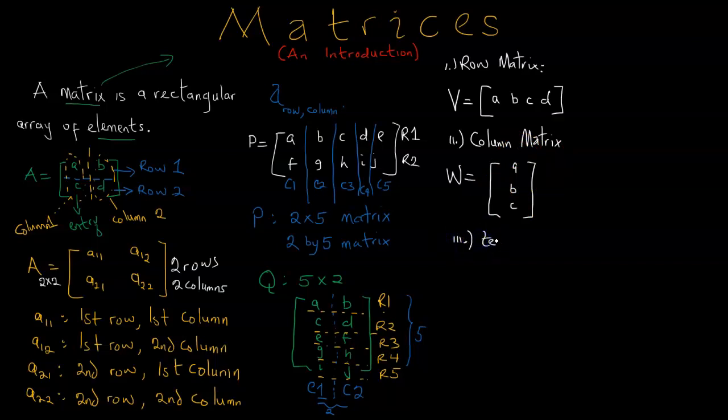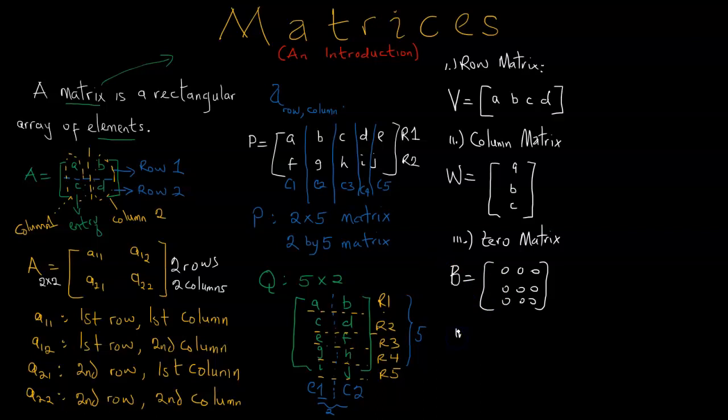There is also what we call a zero matrix. So a zero matrix is a matrix that has all of its elements to be 0. So if I've got a matrix, say B, that looks like this: 0, 0, 0, 0, 0, 0, 0, 0, 0. So this is going to be called a zero matrix.